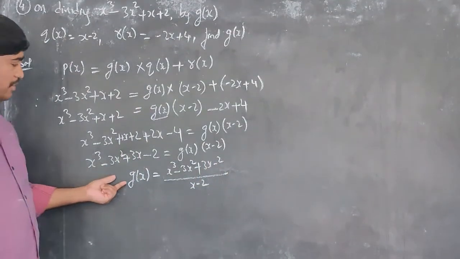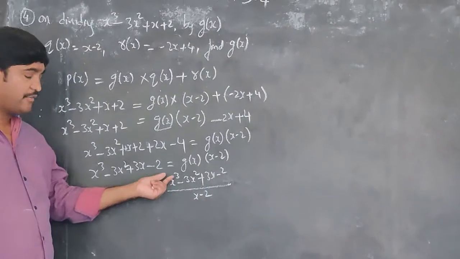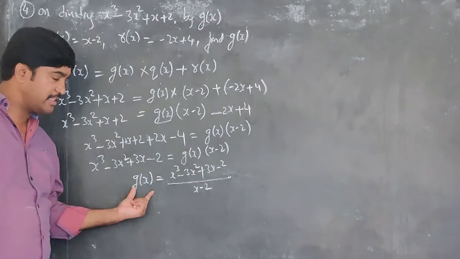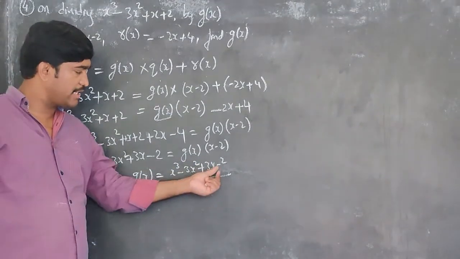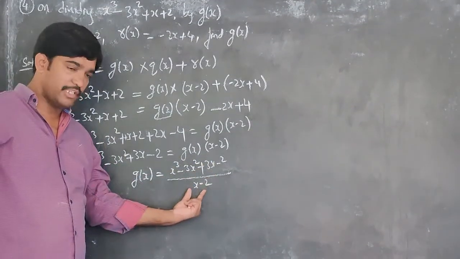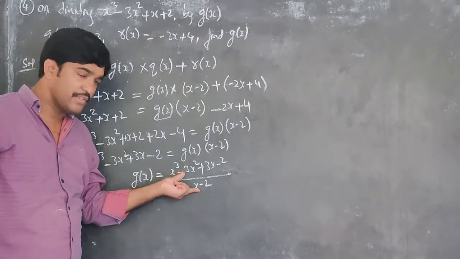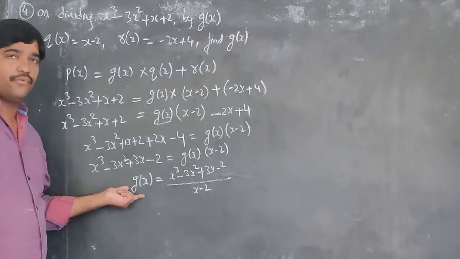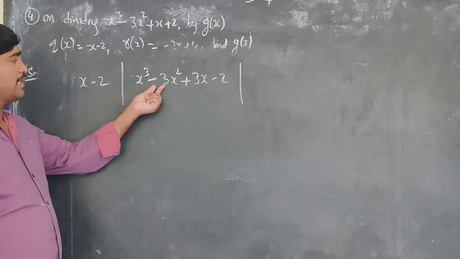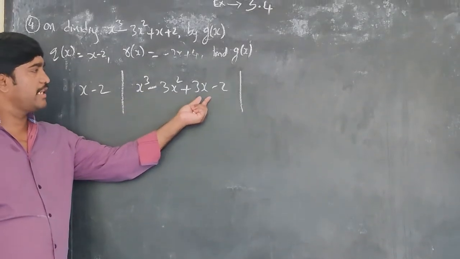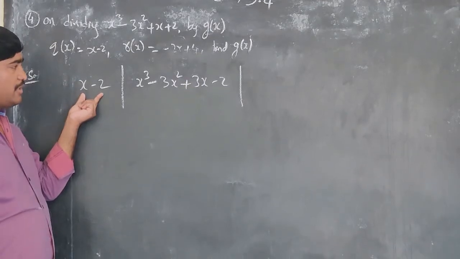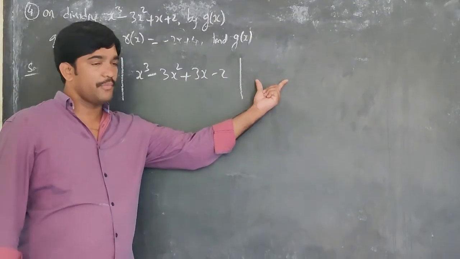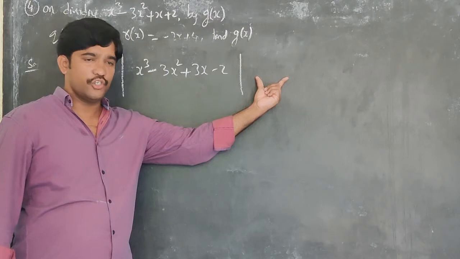Now here I have found that g of x is nothing but, if I divide x cube minus 3x square plus 3x minus 2 by x minus 2, I can obtain g of x. Now I will do the division and obtain g of x. Whatever quotient we obtain is nothing but g of x.